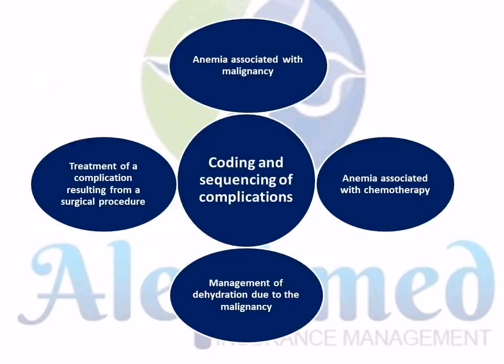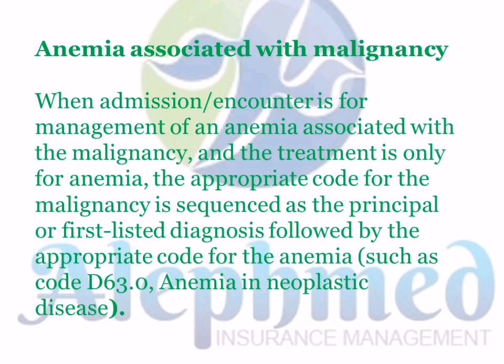Third point. In the third point, we will be discussing coding and sequencing of the complications. Whenever we have patients with complications arising due to malignancy or cancer, there are different types of complications arising due to the cancer. So we will be coming across different complications and how we are going to code each complication. There are 4 complications mainly, and for these 4 complications, how we are going to code, what will be the principal and what will be the secondary. So we have to be very careful in coding complications.